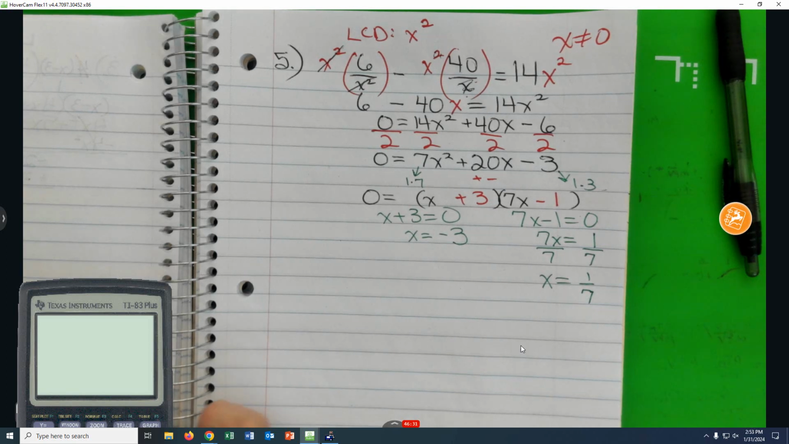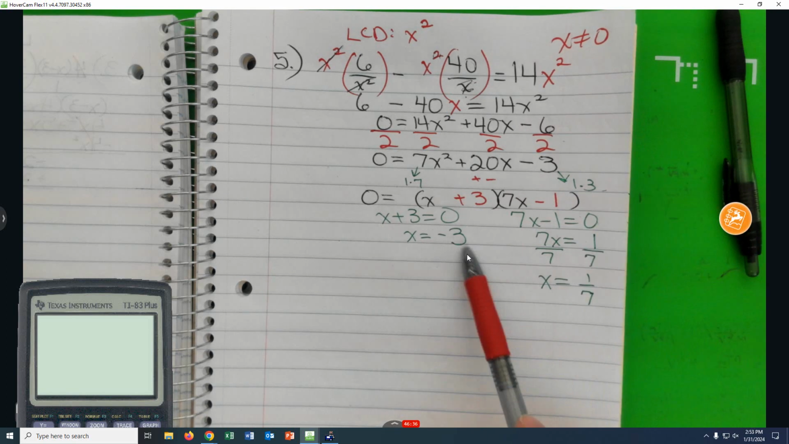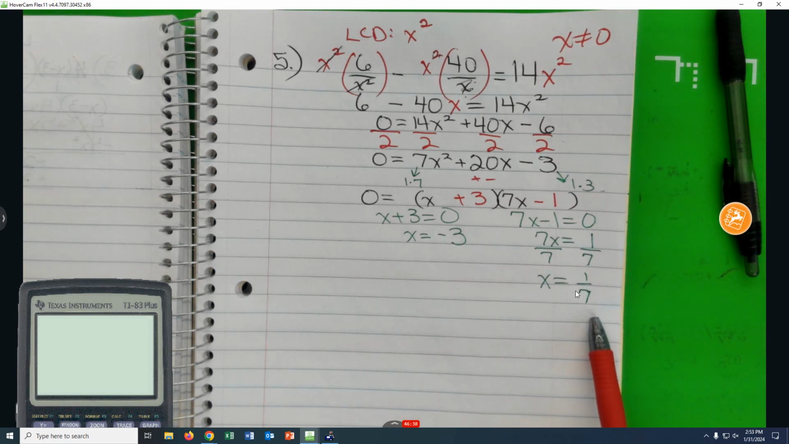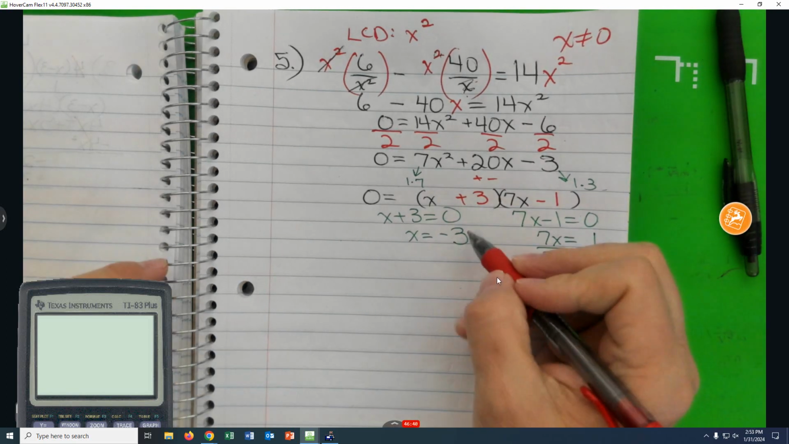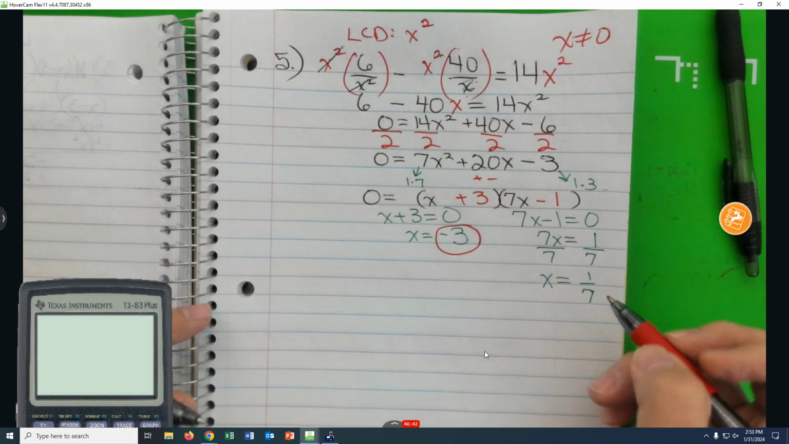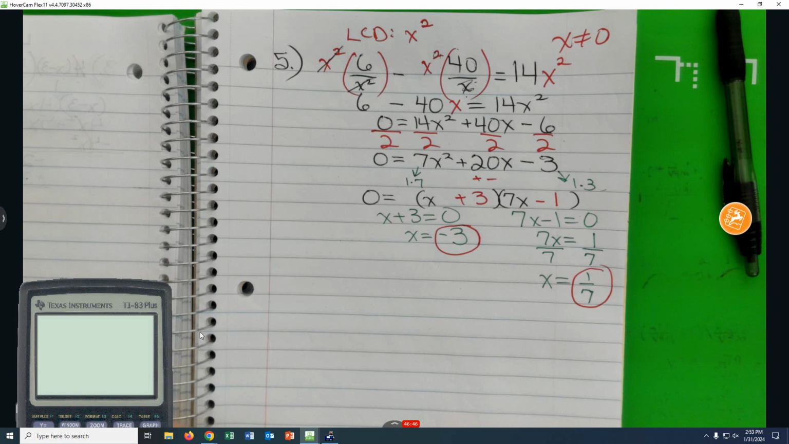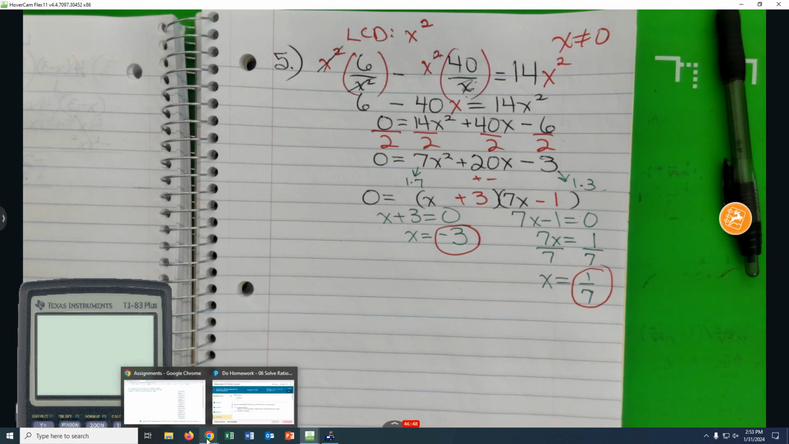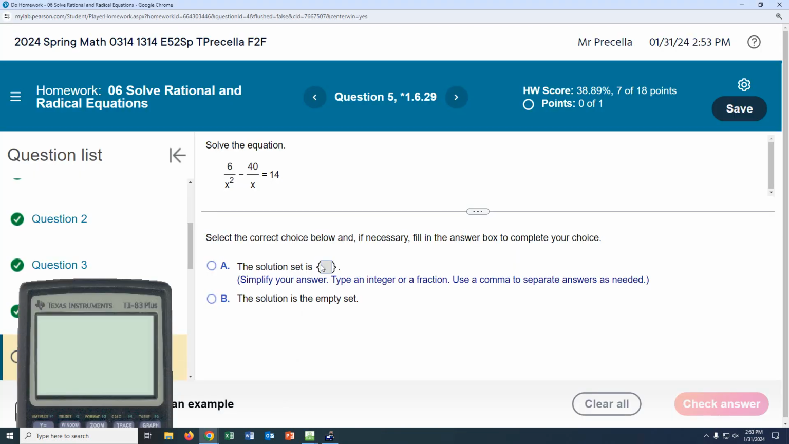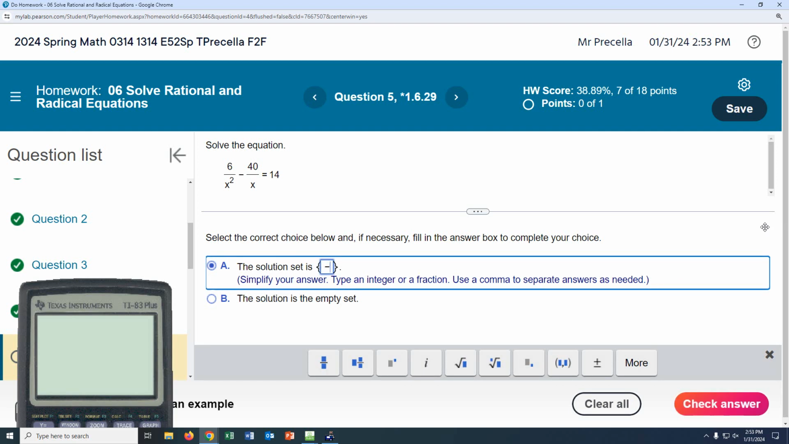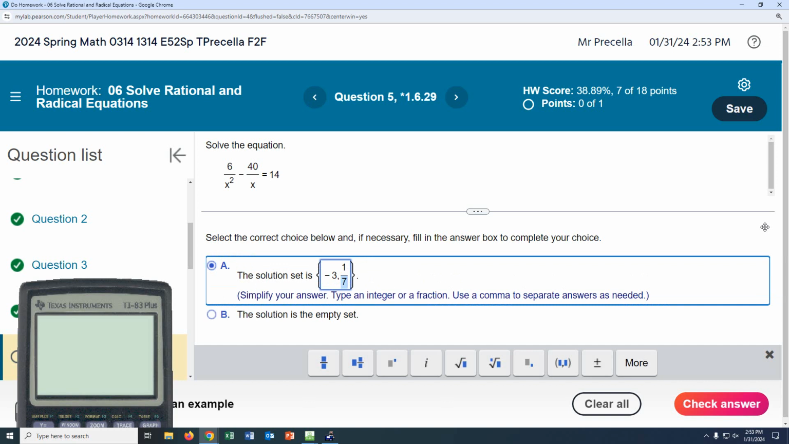Now, what number did we say x couldn't be? X can't be 0. Did we get 0 as a solution? No, so both of these numbers are acceptable. Negative 3 and positive 1/7. So the solution is negative 3, comma, 1/7.